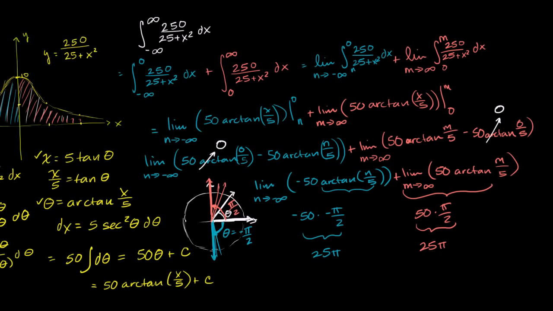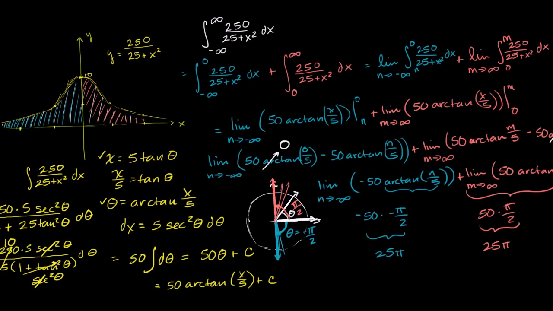So going back to our original problem, the area that we have in blue is 25 pi. The area that we have in orange is 25 pi. And so if we wanted to answer our original question, what's the total area under this curve, which is a cool question to try to answer, we get 25 pi plus 25 pi, which is 50 pi. And we're done.